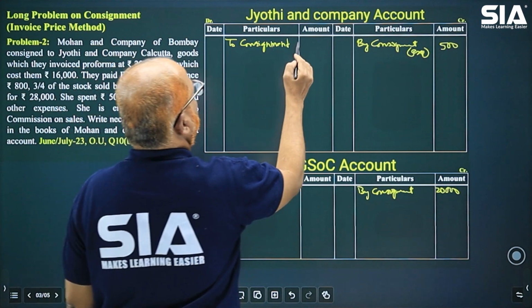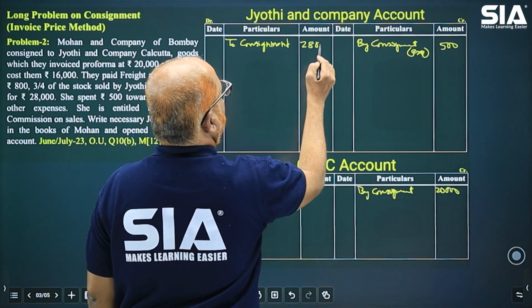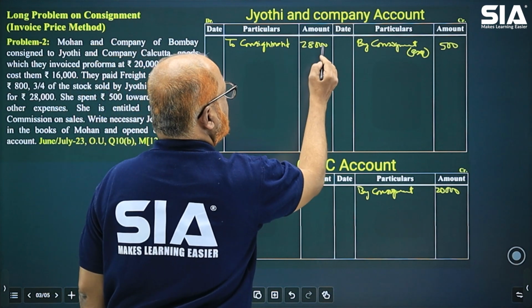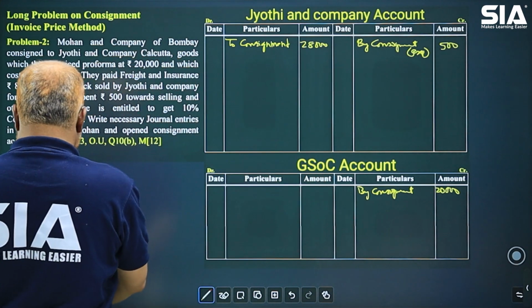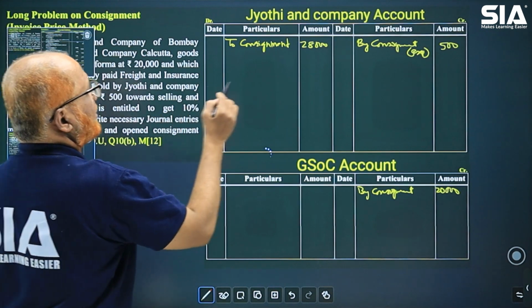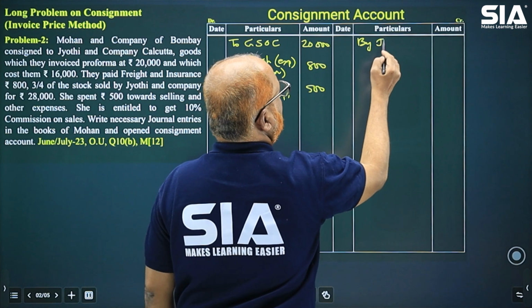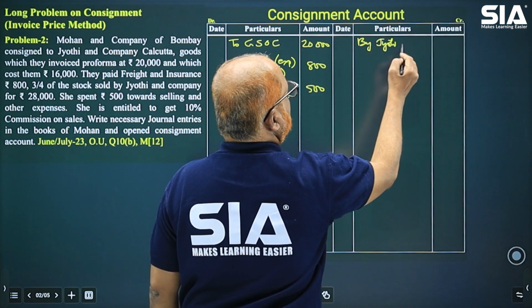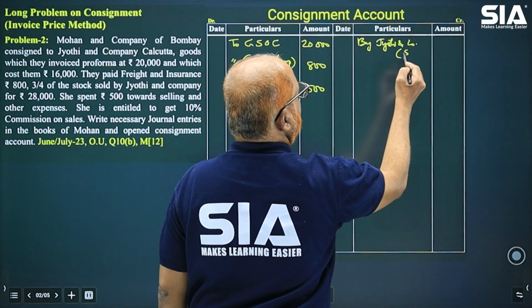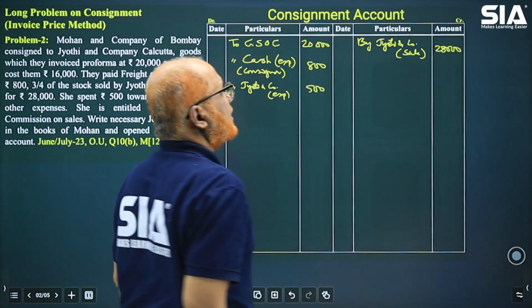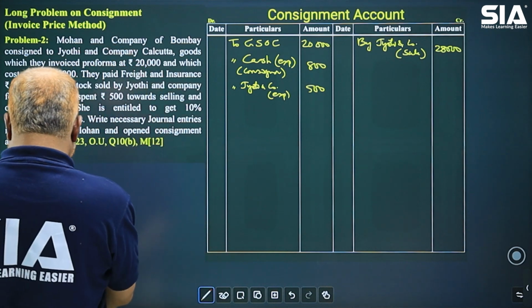$28,000 is the sale, correct. So Jyoti and Company is debited and consignment account should be credited. So now I am coming to consignment account credit side, by Jyoti and Company sale, that is 28,000. That's all. Fourth entry we have posted.